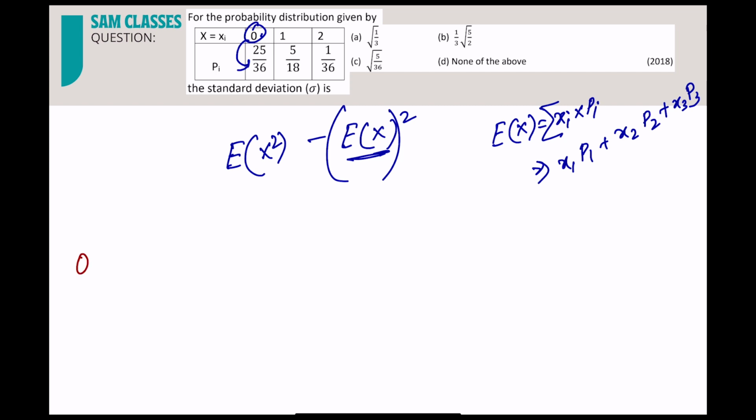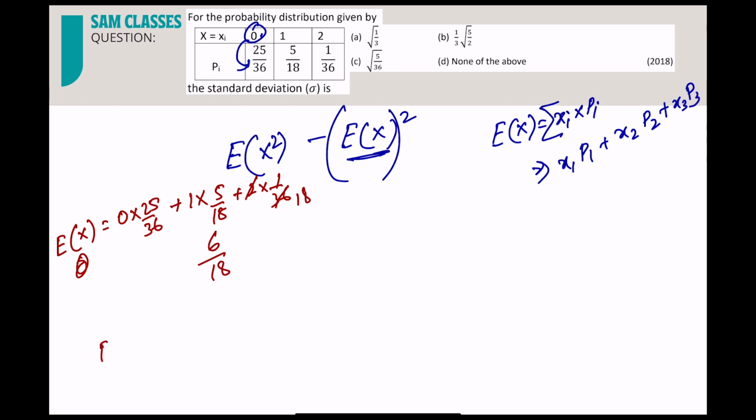So let's find first E of x, that is equal to 0 into 25 by 36. Now 0 into 25 by 36 I don't have to do. So in exam I won't do. Just for showing you all, I'm writing it. 5 by 18 plus 2 into 1 by 36. So what I'm getting? 1 by 18. So basically I'm getting 6 by 18, correct?